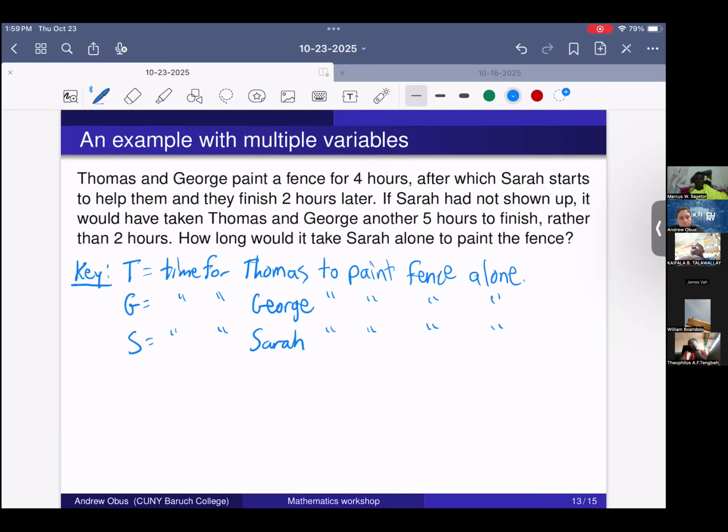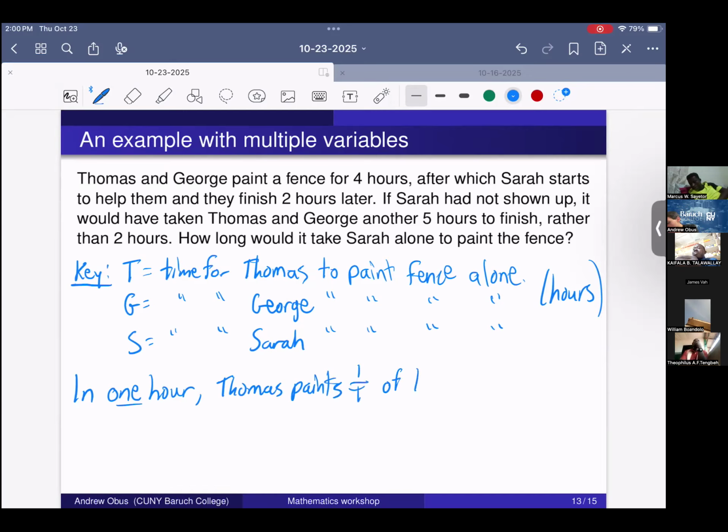All right. And so what do we know? I'm going to rephrase this. In particular, these are all going to be in hours. So in 1 hour, Thomas paints 1 over T of the fence.